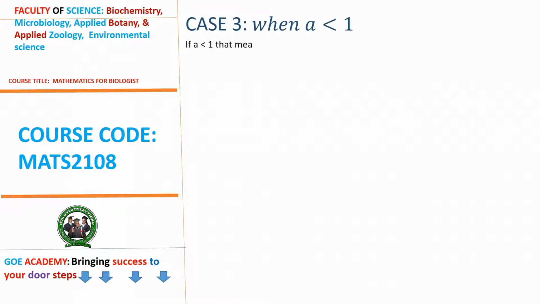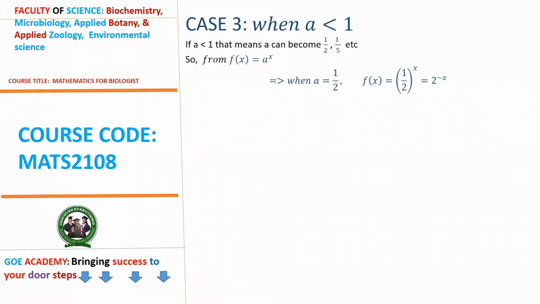So case 3, what happens when a is less than 1? If a is less than 1, then we're talking about numbers like a half, 1/5, 3/10, and so on. So let's just look at an example. If a is equal to a half, then our exponential function becomes a half raised to the power x, which is the same as 2 raised to the power -x, right? From our laws of indices, for those who already watched the video.